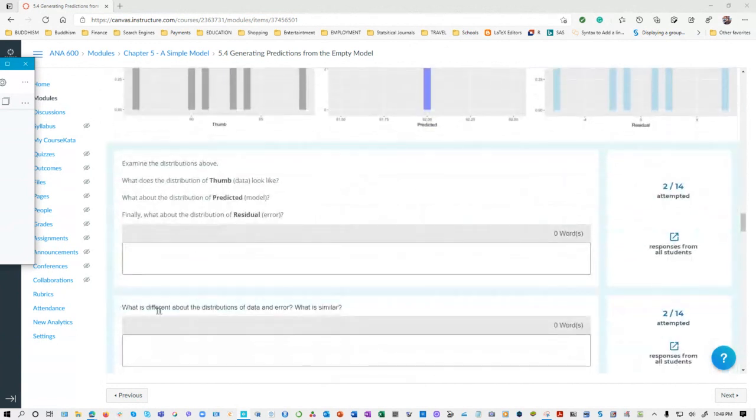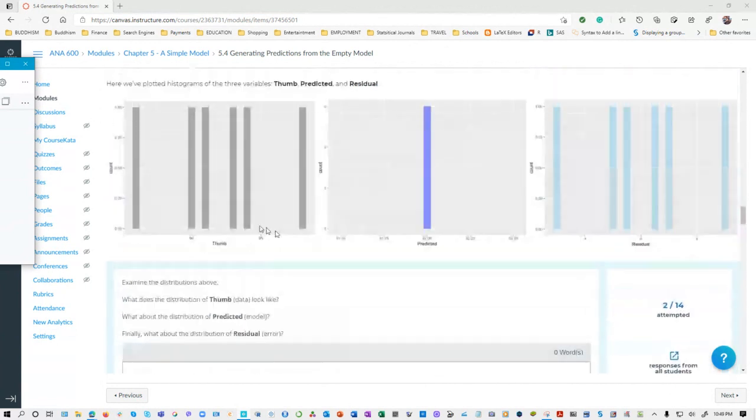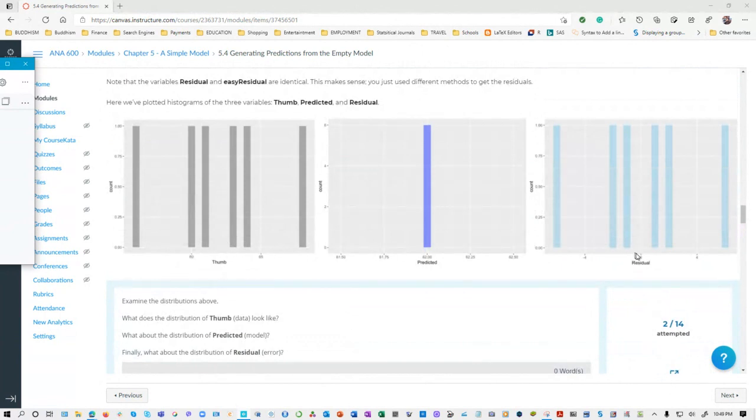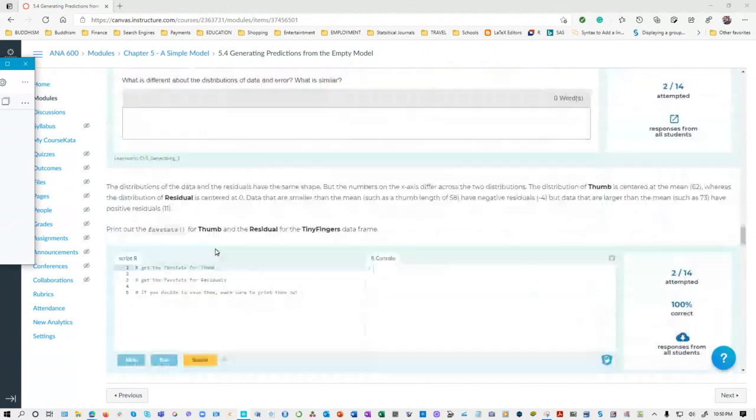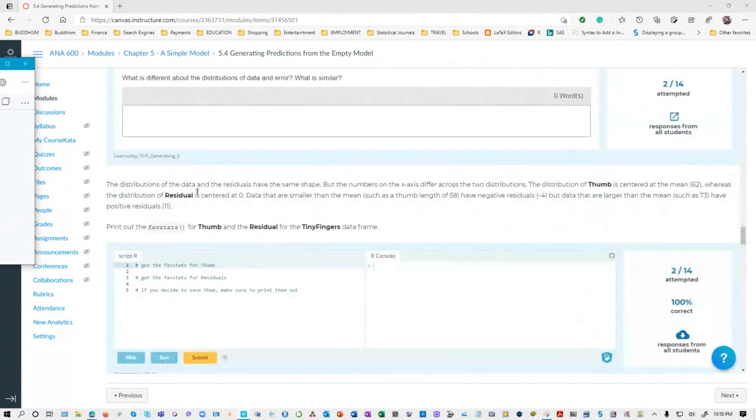What's the difference between the distribution of the data and the error? As I said, here it's been centered at 0. Here you have the 61. They say the distribution of the data and the residual have the same shape, but the numbers on the x-axis differ across the two distributions. The distribution of thumb length is centered at the mean 62, whereas the distribution of the residual is centered at 0.